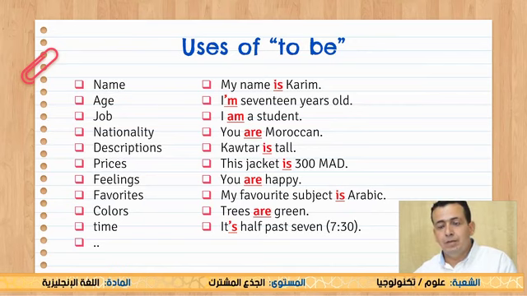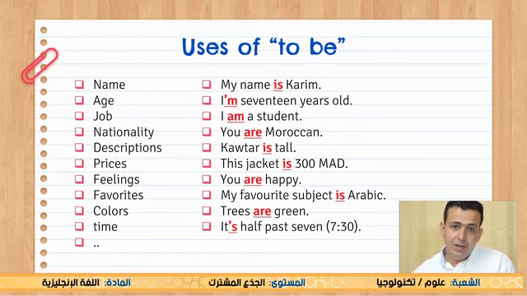Okay, we have names, age, jobs, etc. These are called personal information, etc. So that's why it is highly important. You need it, so you need to pay attention to this verb. It's highly important, very important.